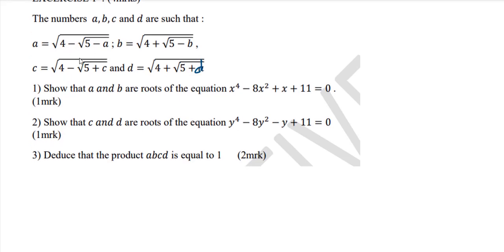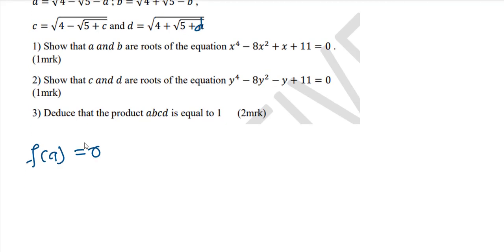So the first is we want to show that A and B are roots of the equation. Now if A is a root of the equation, then it simply means that f of A will simply give us 0. Now if f of A gives us 0, it means that A is going to satisfy this equation. So what do we do? We are simply going to replace A wherever we see x, and we expand and verify if it's going to give us 0 or not. If the result is 0, then it means that A is actually a root of the equation.